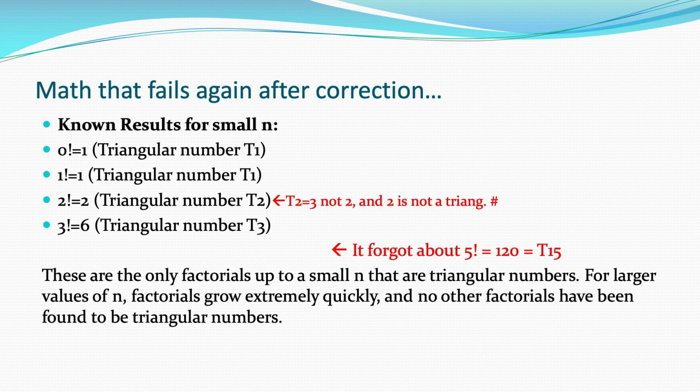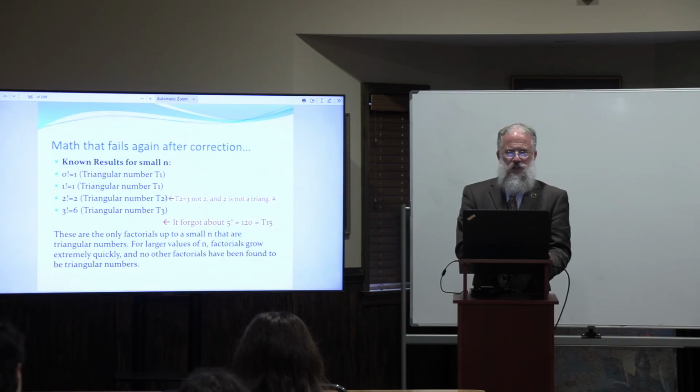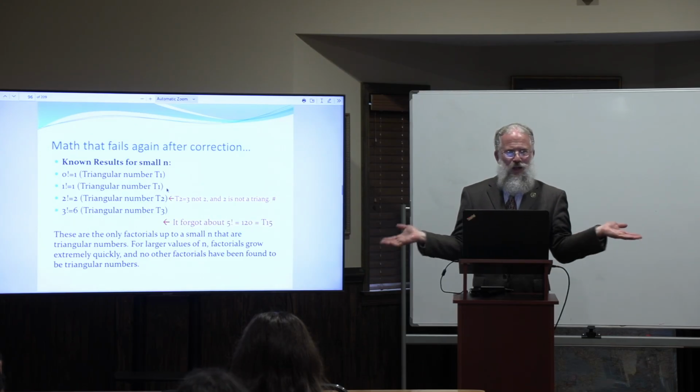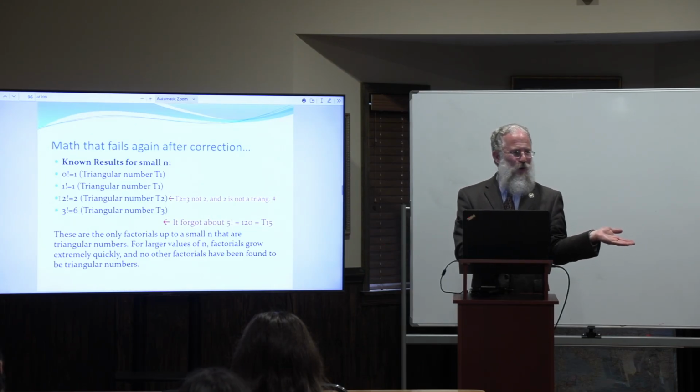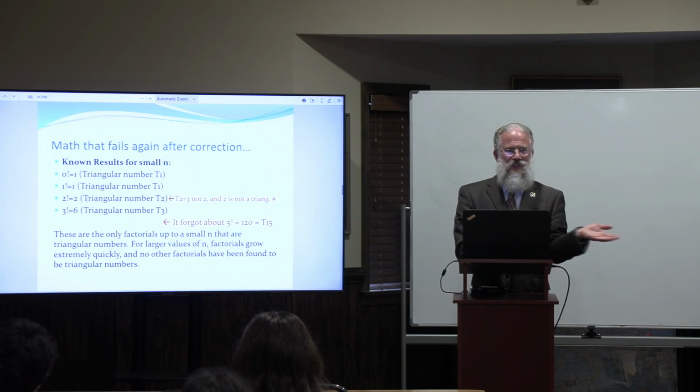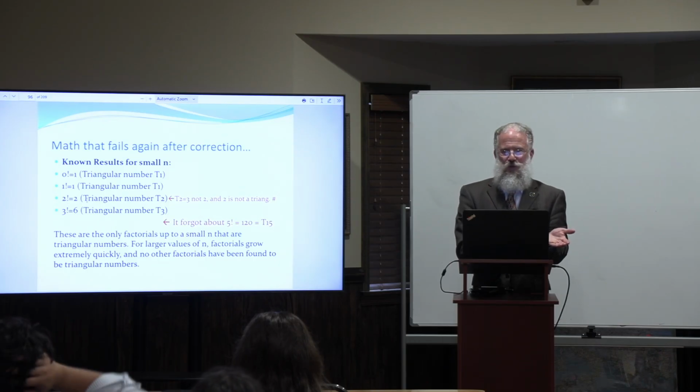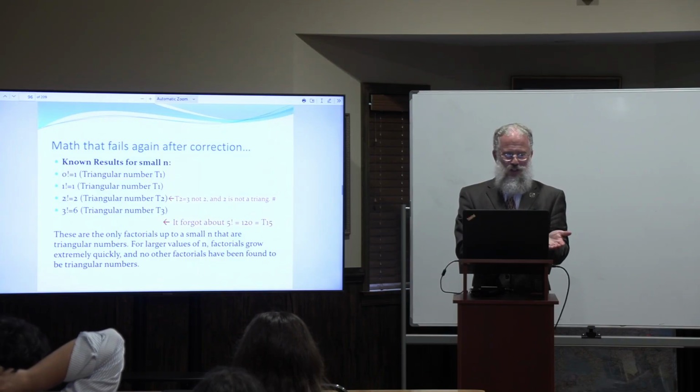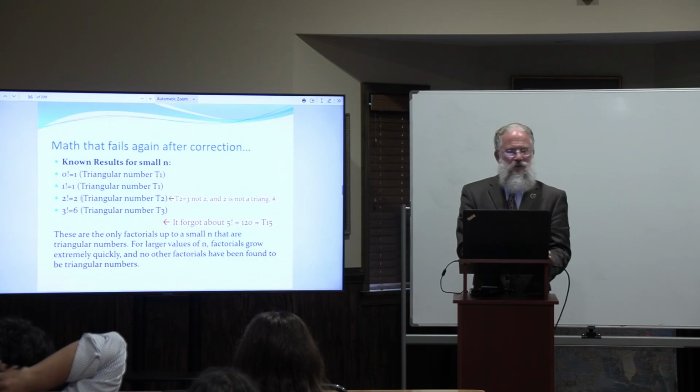0 factorial equals 1. Yep, that's correct. 1 factorial equals 1. 1's also a triangular number. That's correct. Now it says 2 factorial, which is 2, right? 2 times 1 is 2, is a triangular number. No, it's not. 2 plus 1 is 3, not 2. So it's literally goofing up on 1 plus 2 equals 3 right here, and asserting that 2 factorial, which equals 2, is also a triangular number. Well, 2 is not a triangular number.